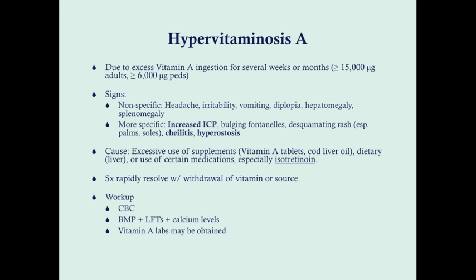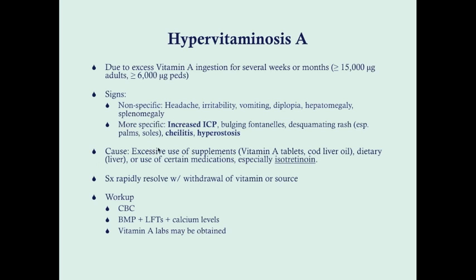So this is due to an excess of vitamin A ingestion for several weeks or months. The signs include the nonspecific signs like headache, irritability, vomiting, diplopia, hepatomegaly, splenomegaly. So we saw the headache in this patient, the vomiting, possibly irritability, we don't know necessarily. More specific, you'll see increased intracranial pressure, bulging fontanelles. Of course, that's not going to be seen in this patient because presumably the fontanelles are closed by 16 years of age. Desquamating rash on the palms and soles may be present, cheilitis, and hyperostosis. So remember these ones in bold. These are the more important ones.